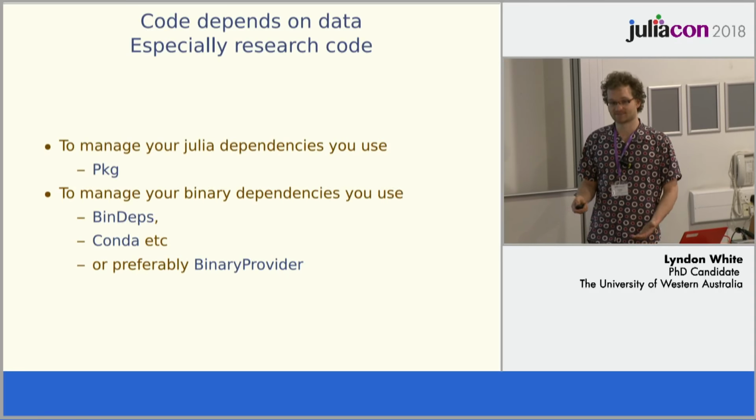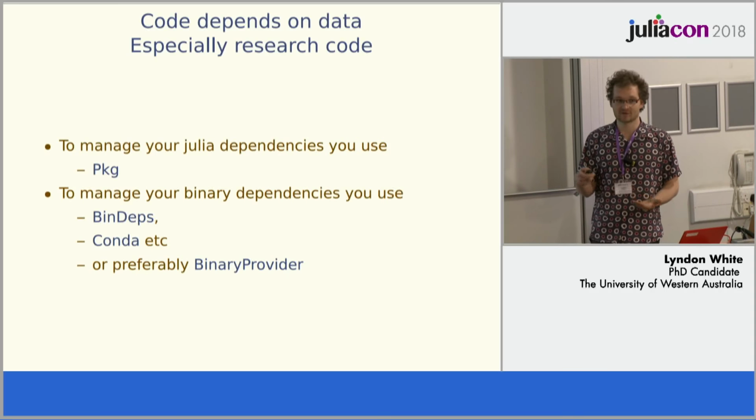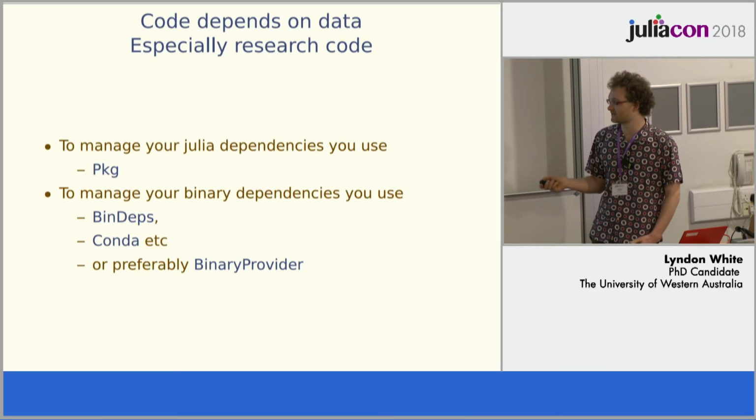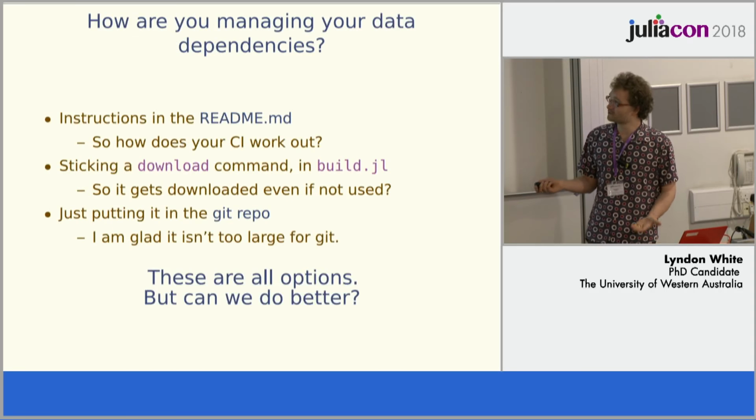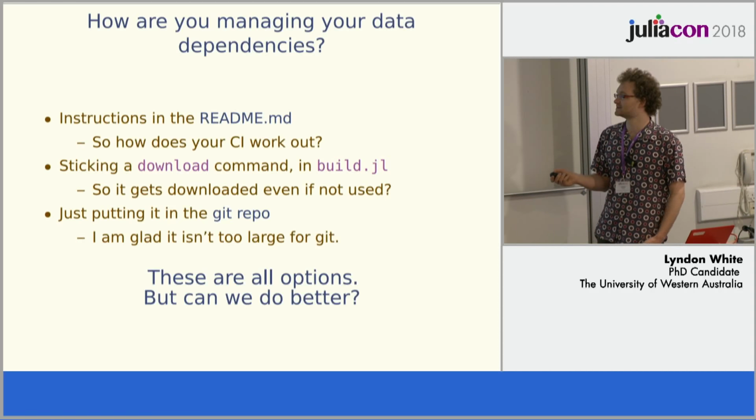Code depends on data. So if you've got a package dependency in Julia, you're going to use package to get your dependency. If you've got a binary dependency, hopefully you're using binary provider. But what are you doing for your data dependencies? So you could just stick something in the README, like I said before, but then you can't use continuous integration because it's a manual install process.